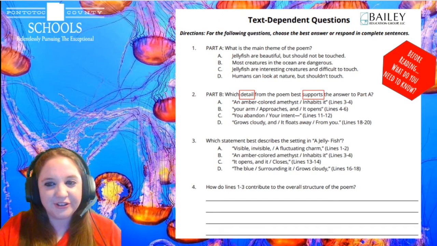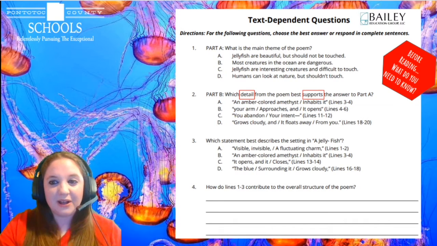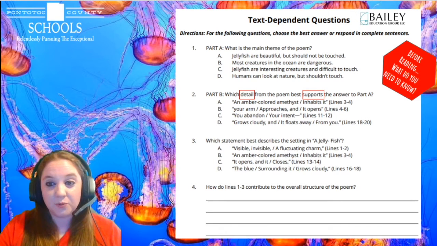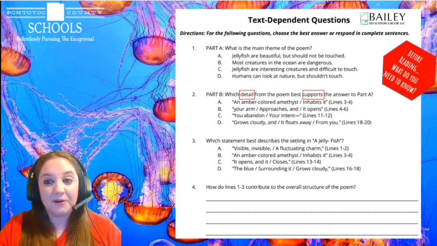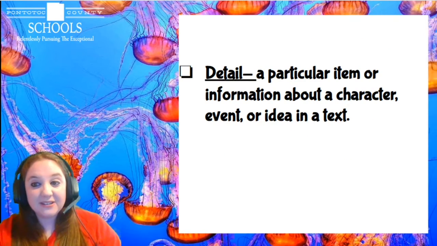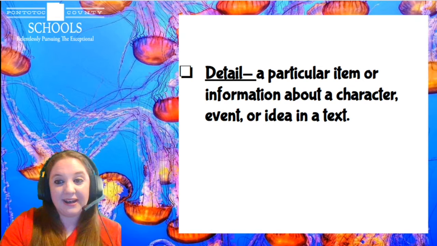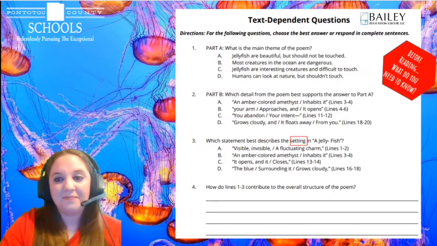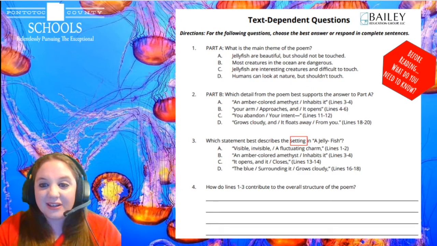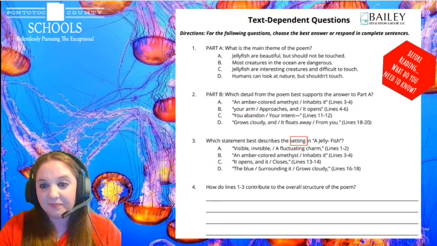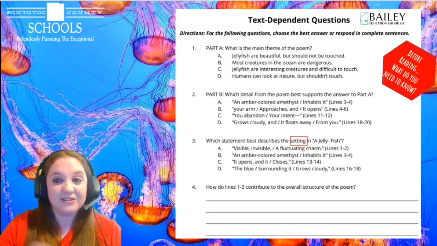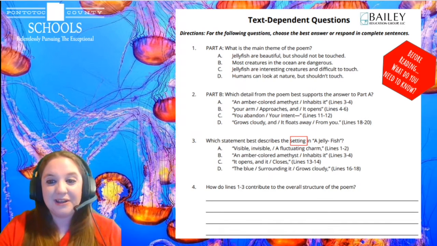Let's take a look at number 2. Notice I put a box around detail and supports. Please put a box around these words on your paper as well. It's important to remember that a detail is a particular item or information about a character, event, or idea in a text. Let's look. Part B. Which detail from the poem best supports the answer to Part A? So our choice for Part B must support our answer to number 1. Let's look at number 3.